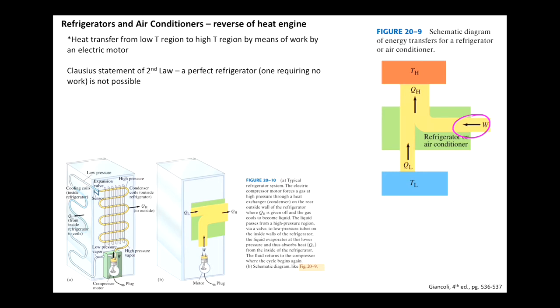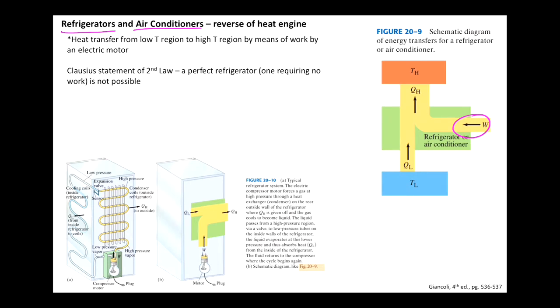This is in essence how we get wonderful things like refrigerators and air conditioners. They are simply a heat engine that's being operated in reverse. So we could use something like an electric motor to put the work in and make the heat flow in a way that's against its natural tendency.